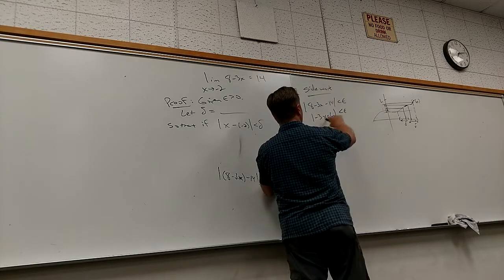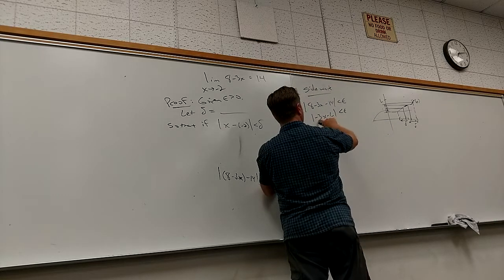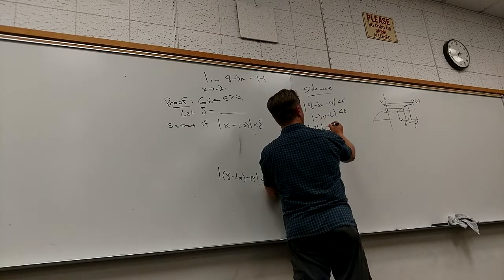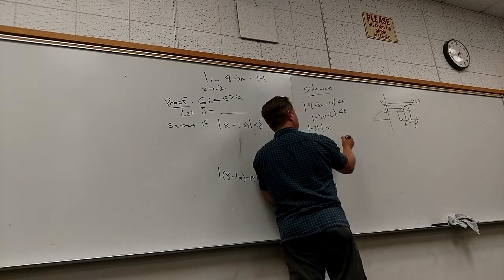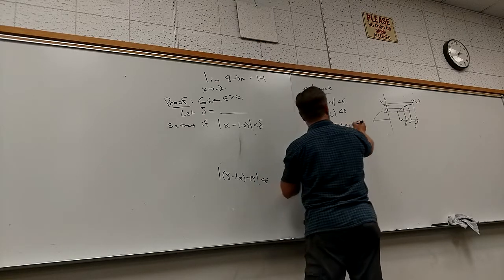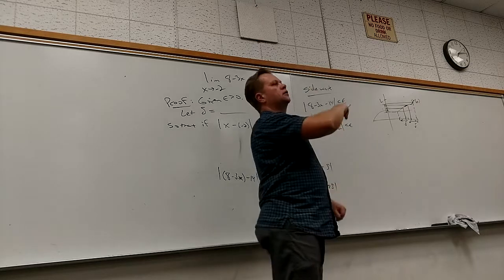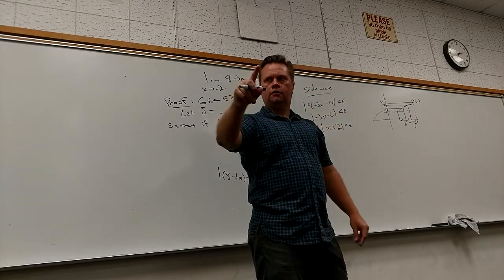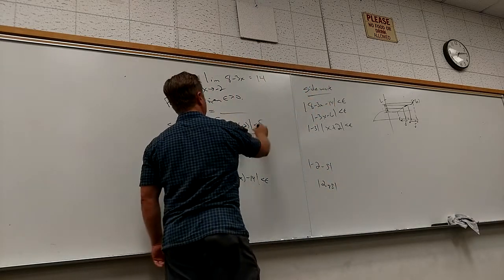You could say, what comes out of here? -3. And what's left? Careful. X plus 2. And what's the absolute value of -3? 3. So either way you do it, you're going to get that factor of 3. And look, I've recaptured this now, right?